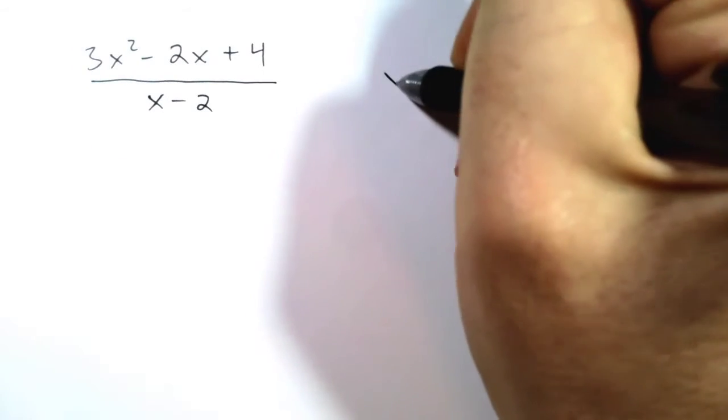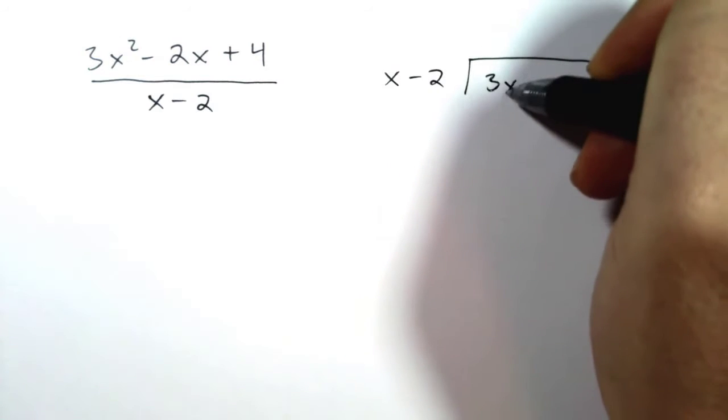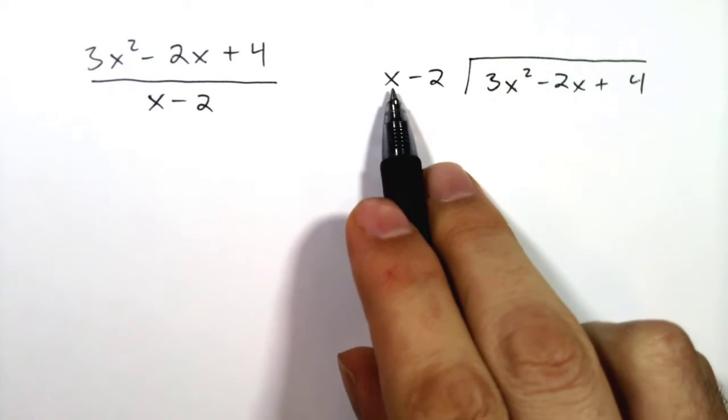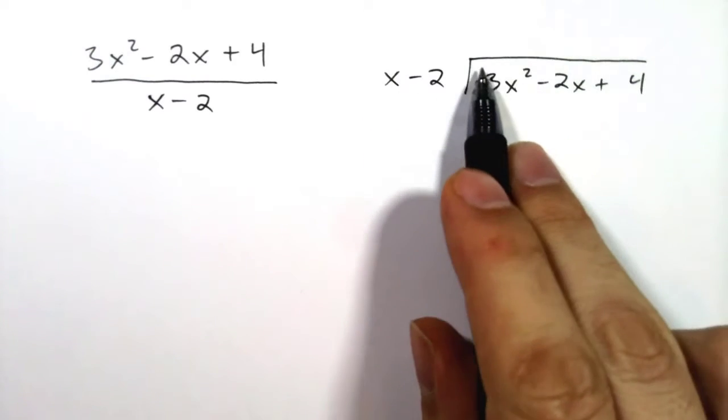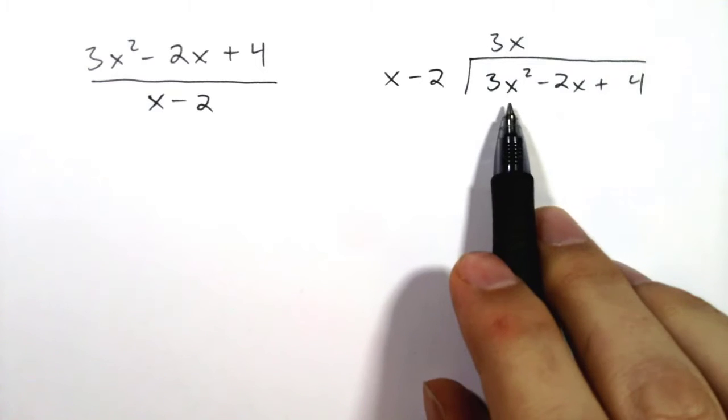All right, so we're going to take x minus 2, and we're going to divide that into our polynomial. I ask myself, how many times does x go into 3x squared? Well, it goes into it 3x times.